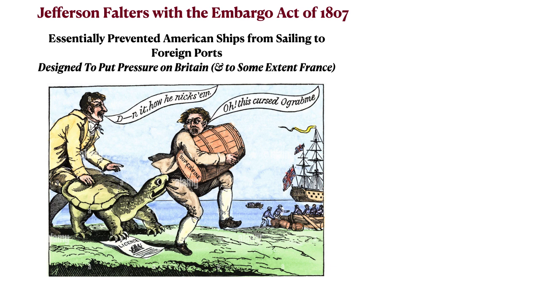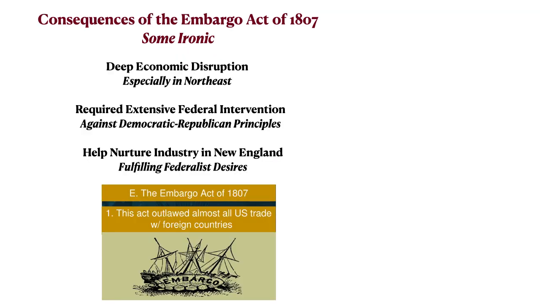You could see, though, from the cartoon of the time that it caused huge problems with American merchants, particularly those in New England, who are the ones who dominate trade. So anyway, it was hugely controversial. It caused major economic disruption, particularly in New England and other parts of the Northeast in the trade-oriented cities. It required extensive federal intervention to enforce it. And this is actually against sort of Democratic Republican principles. Remember, the Democratic Republicans were the party of relatively less federal intervention, and this Embargo Act required a lot.